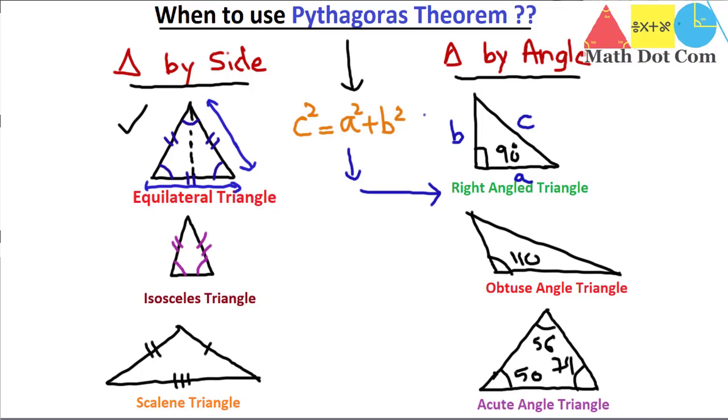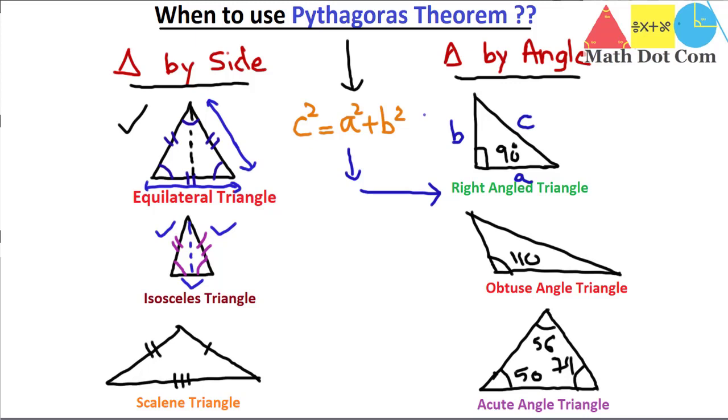Now we come to the next triangle, that is the isosceles triangle. In this triangle, again, it is possible only if you are given the height of the triangle in such a way. If the height is not given and you are asked to find any one of these sides, you can't use the Pythagoras theorem in such a case. So in an isosceles triangle, you can't use the Pythagoras theorem if the height is not given.